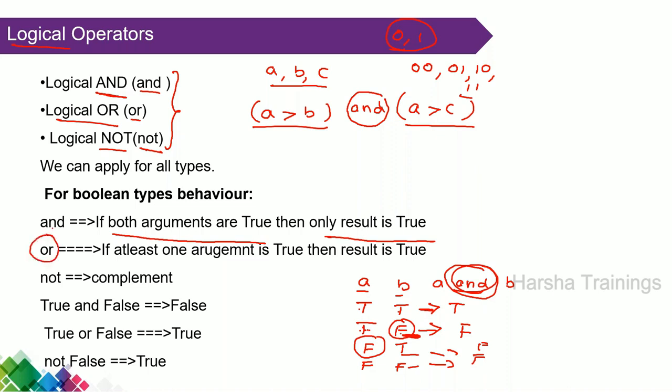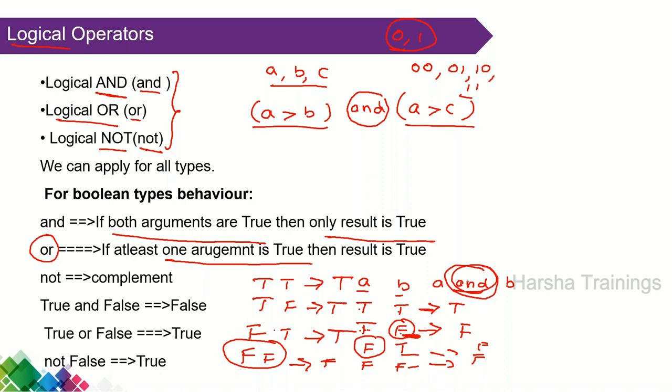Now the or operation. In the or operation, if at least one argument is true, the answer is true. True and true, the answer is true. True and false, the answer is true. False and true, the answer is true. False and false, the answer is false. This is the only false condition. It is exactly the reverse of the and operation. In the and operation, if both are true, the answer is true, and in all the remaining cases the answer is false. In the or operation, if both the arguments are false, then the answer is false. In the remaining cases, it is true.